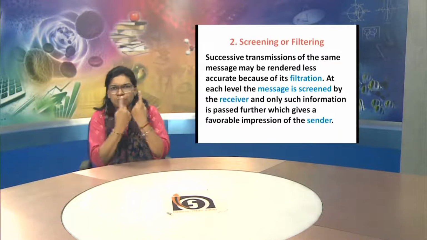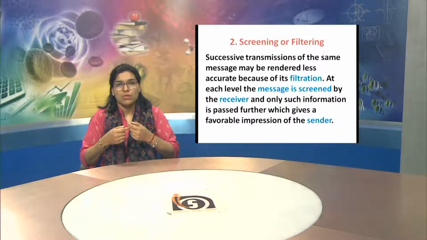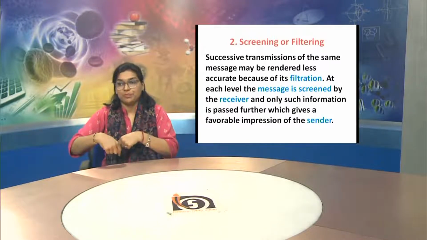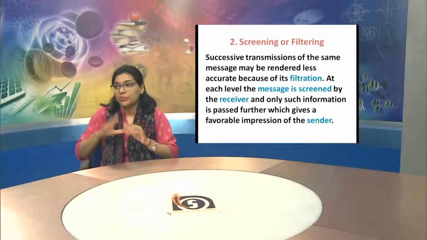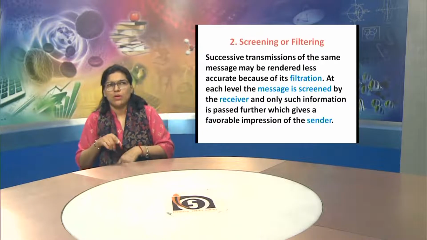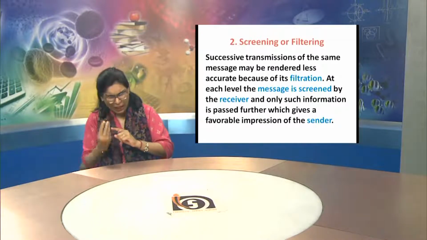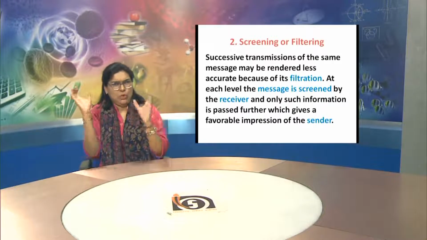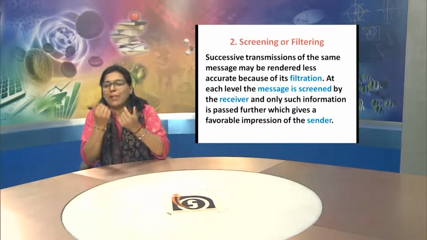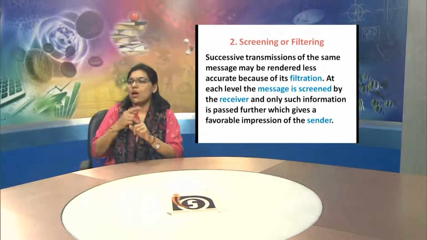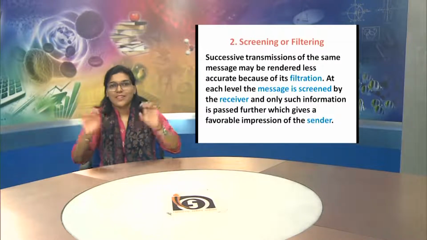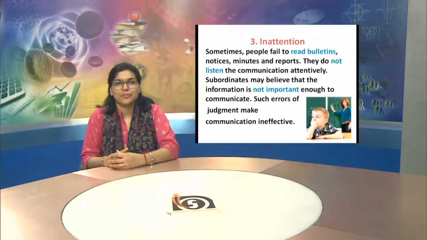Screening or filtering. Successive transmission of the same message may be rendered less accurate because of its filtration. At each level, the message is screened by the receiver and only such information is passed further which gave a favorable impression to the sender.